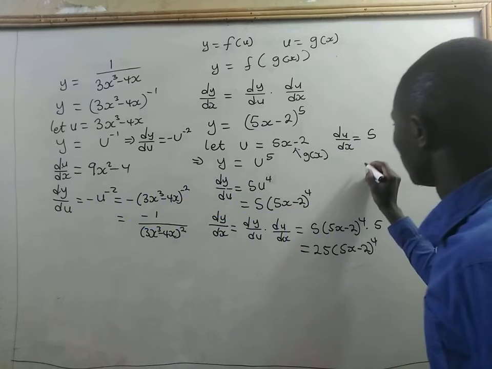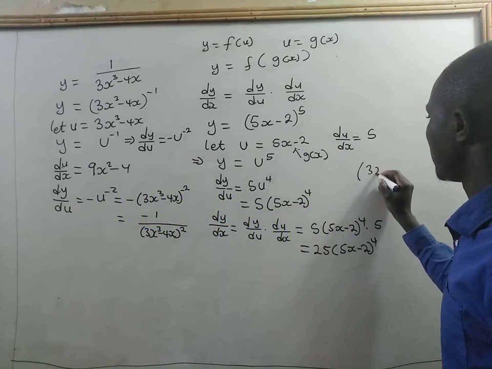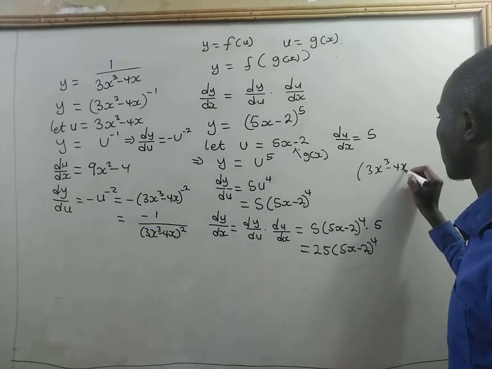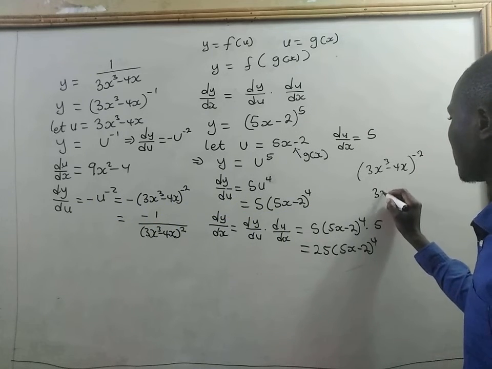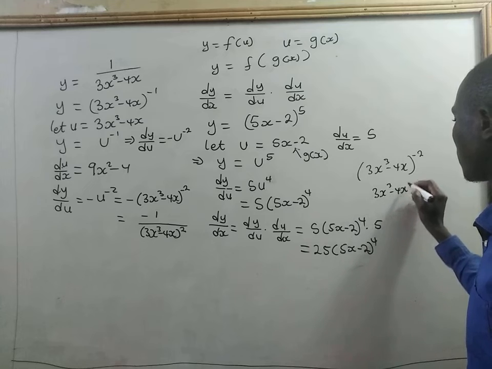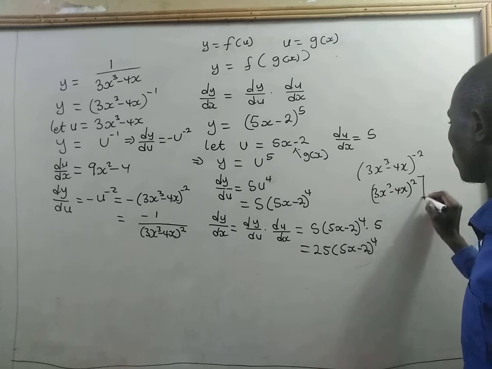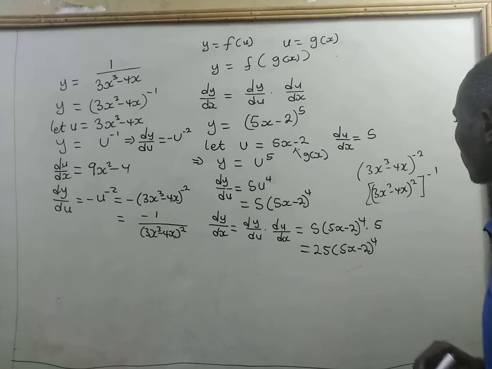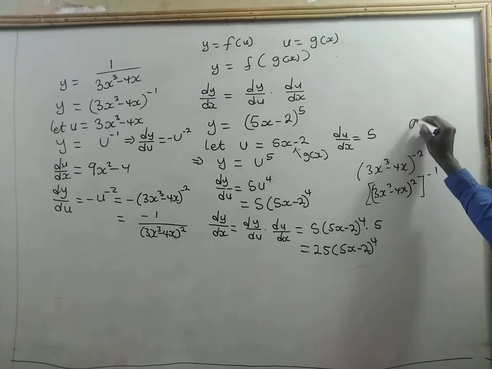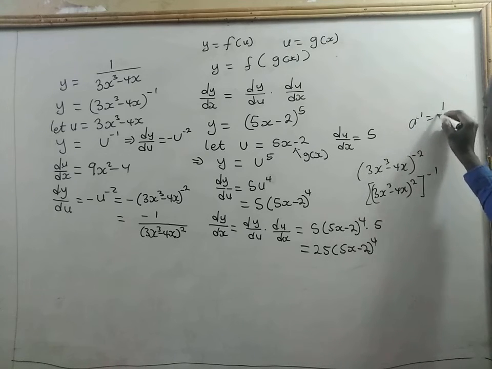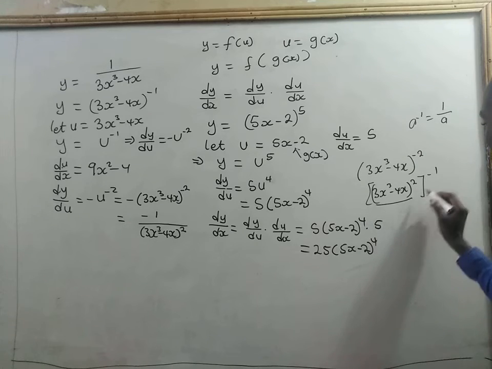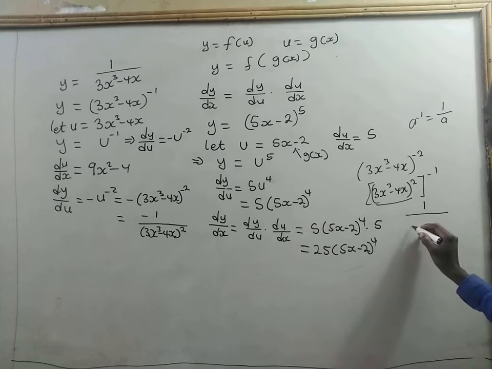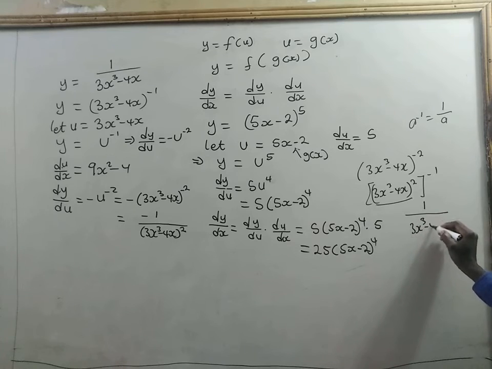If I have, in brackets, 3x cubed minus 4x to the power negative 2, this is the same as writing (3x cubed minus 4x) to the power 2 to the power negative 1. If you have a to the power negative 1, it's the same as 1 divided by a. So here, this is our a. So this becomes 1 divided by (3x cubed minus 4x) all squared.